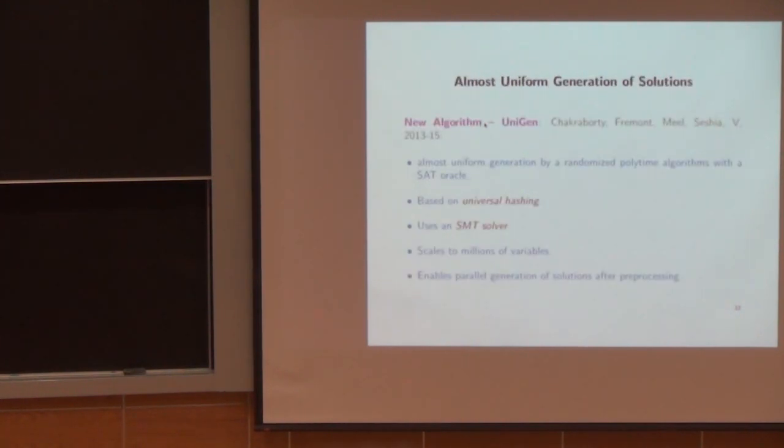And we were able to come up, a few years ago, with the first algorithm that combined two things. It gave you almost uniform generation. I'll define what almost uniform is. And it did it using randomized polynomial time with the SAT oracle. And this scales to millions of variables. We can really use large formulas. And there are two important ideas here. One is universal hashing, and the other one is SMT solving, and I'll define both terms.